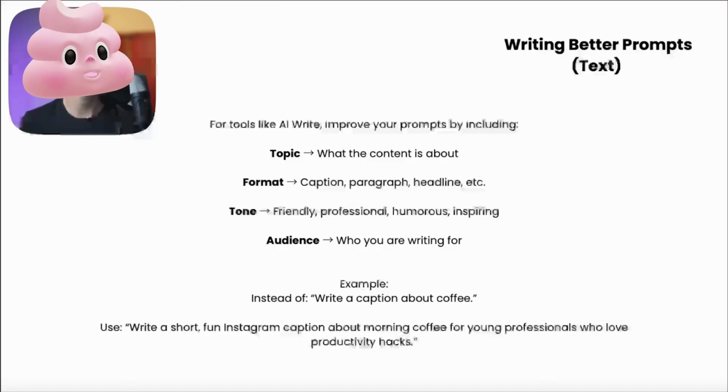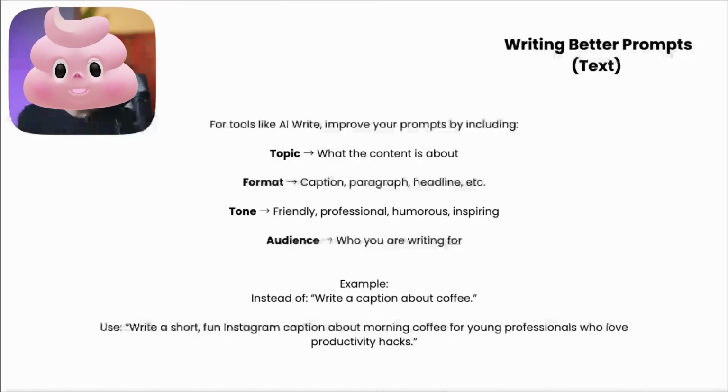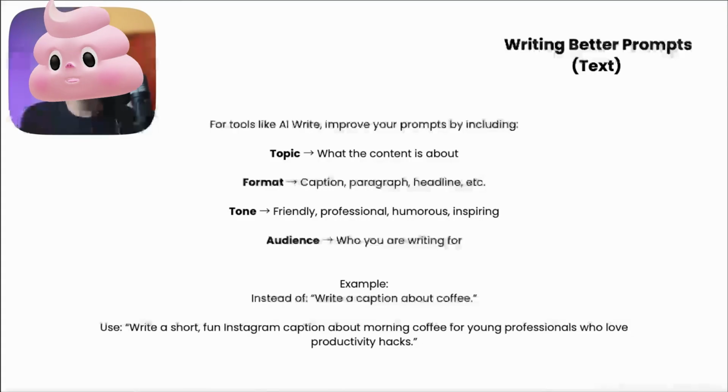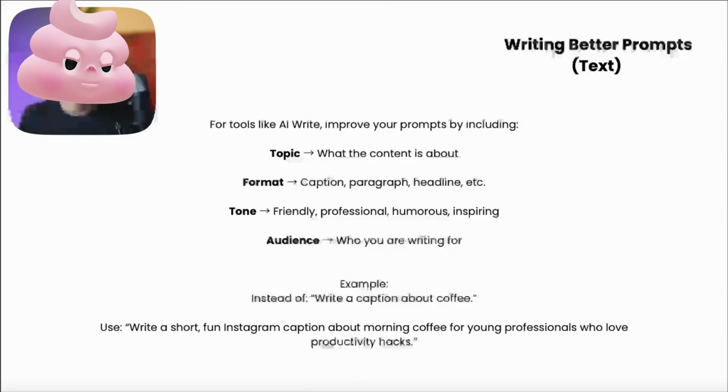Then we move on with the tone. So this is also another variable that we can tweak. So is this going to be friendly? Is it going to be professional, humorous, or inspiring? And finally, the audience. Who are you writing for? So again, this all comes down to when you're trying to generate written content with AI. We focus on the topic, the format, the tone, and the audience. Those are the 4 variables that we can tweak to get the optimal result, right?